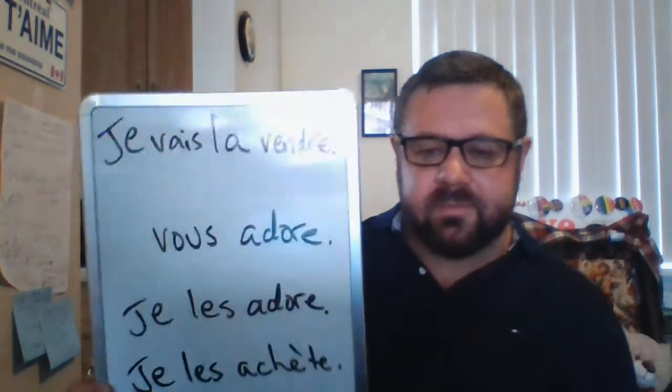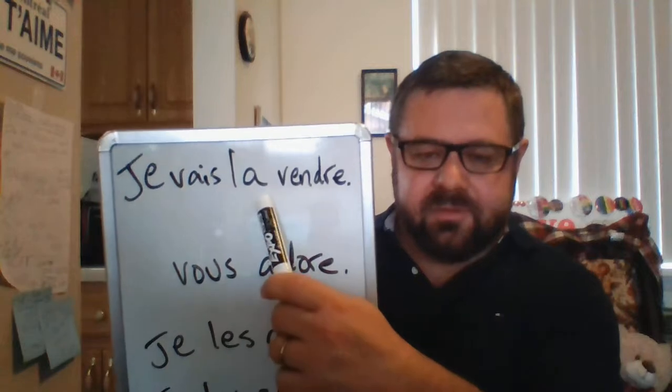Okay, I have a car. I'm going to sell it on Craigslist. We have vendre, right? So, la voiture, which is feminine. Je vais la vendre. D'accord? Vendre, of course, is an infinitive, ends in re. And the la is replacing the car.